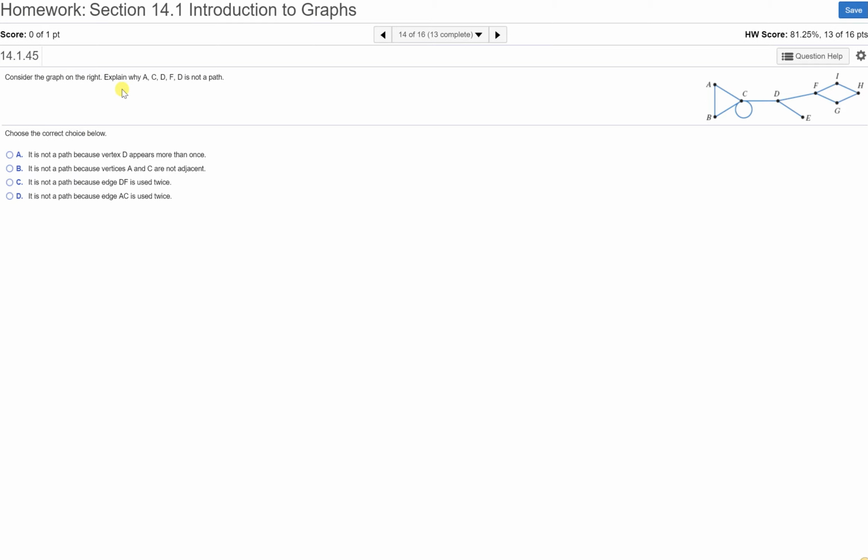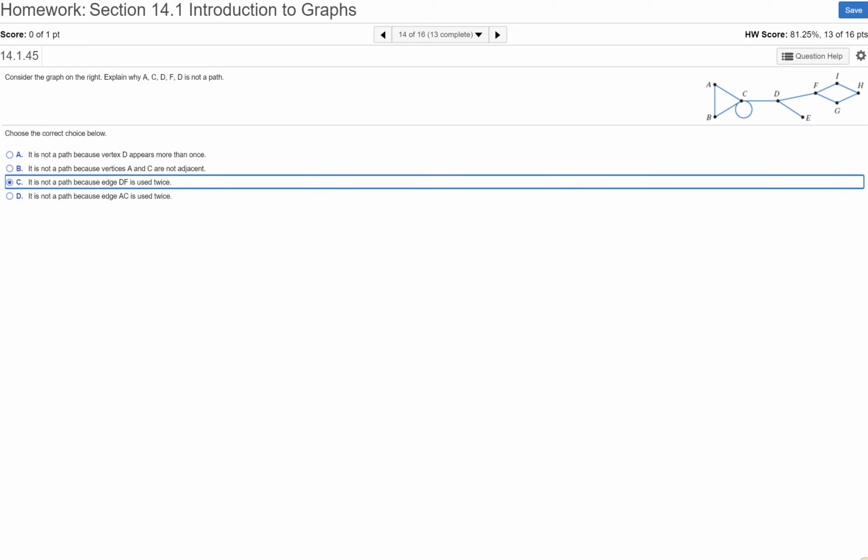Let's see, consider the following thing to the right, explain why it's not a path. Let's find out. A, C, D, F. It can't go back to D because it's crossing over the same bridge twice. So it is not a path because vertex D appears more... No, that's not why. It's not a path because DF is used twice. That's why. You can't use it twice.